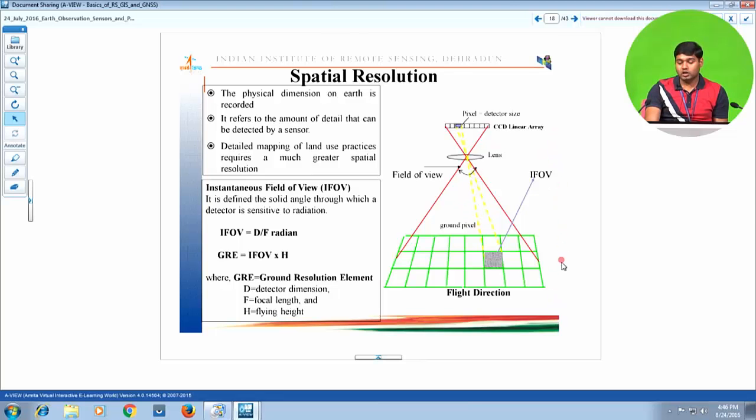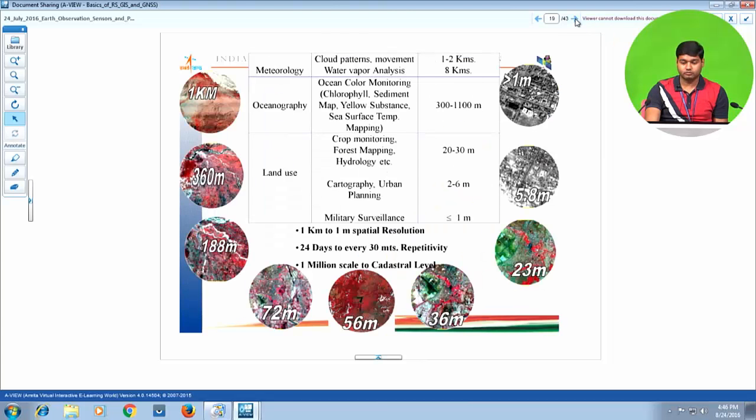So altitude is very important in case of your spatial resolution. So detailed mapping requires higher spatial resolution data sets, means lower number, smaller number data sets. So you can see we started with 1 kilometer resolution to 1 meter spatial resolution. These are some of the Indian remote sensing satellite data sets. So you can see how the data sets are appearing with various resolution. I am going to tell you in more detail.